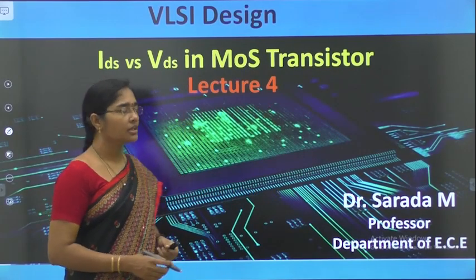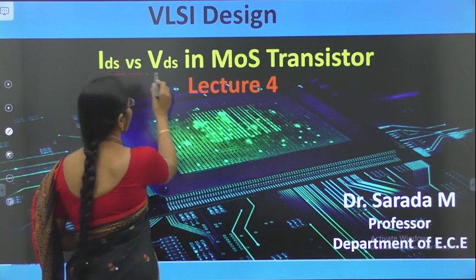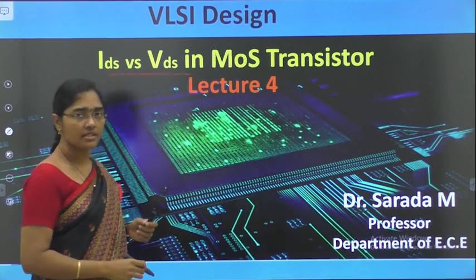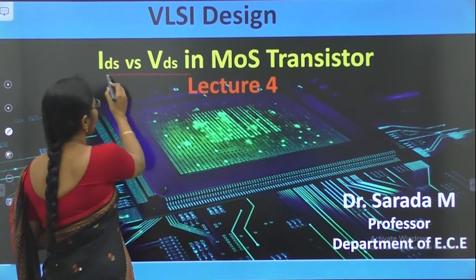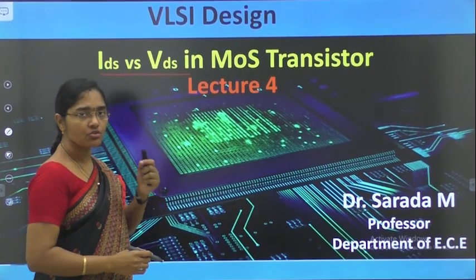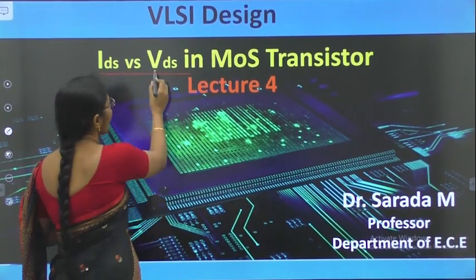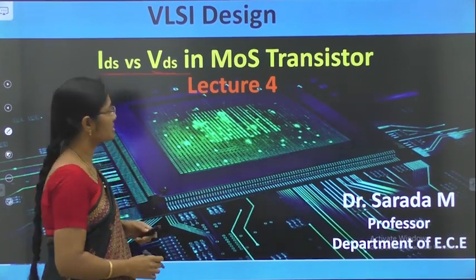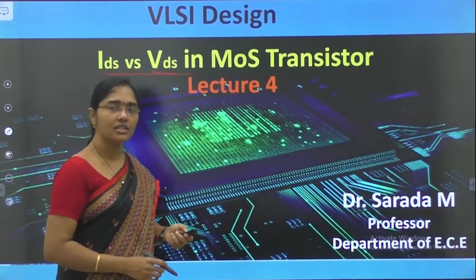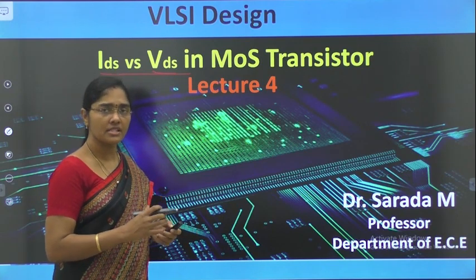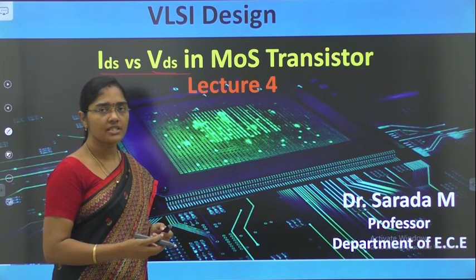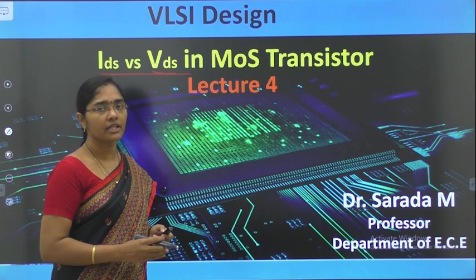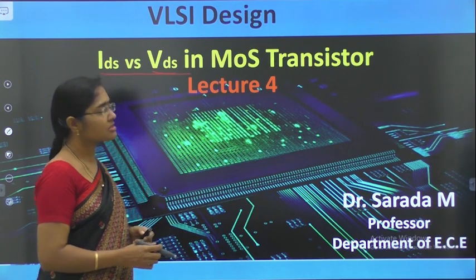Hello everyone, welcome to the lecture of IDS versus VDS in the MOS transistor. IDS is current from drain to source in MOS transistor and VDS is voltage from drain to source in the MOS transistor. In the last class we have seen the operation of MOS transistor, of the enhancement, depletion type of nMOS and PMOS transistors.